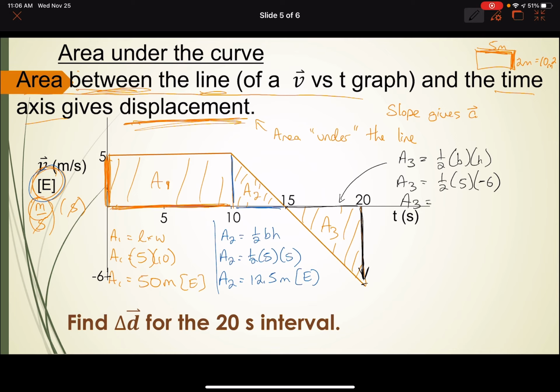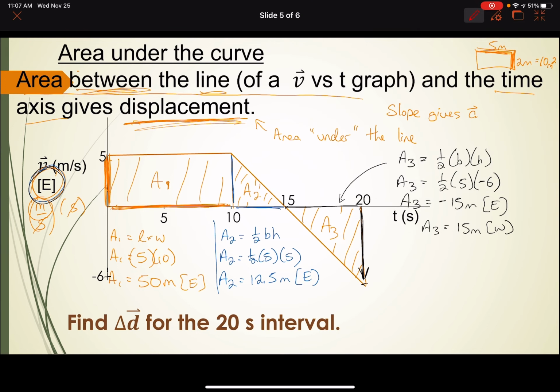When I find this, 5 times 6 is 30, half of that is 15. I'm going to get 15 meters, and again, the direction, east. And like we've done with all of our vectors in the past, if you get a negative east vector, that's the same as a positive west vector. Okay, so I'm actually moving west for area 3.